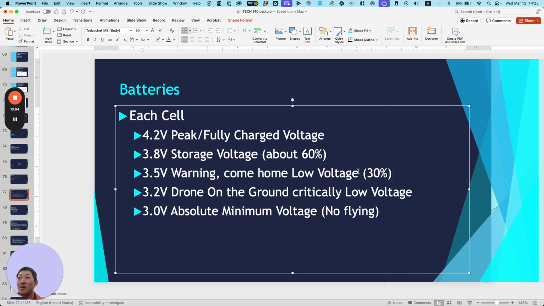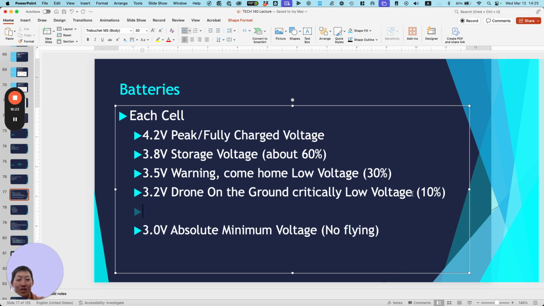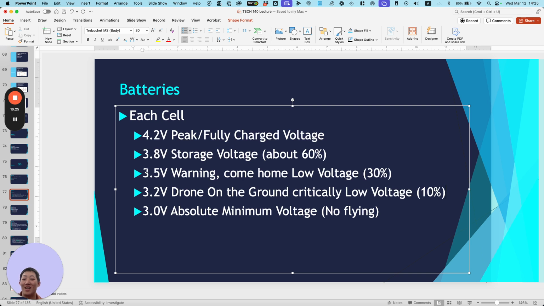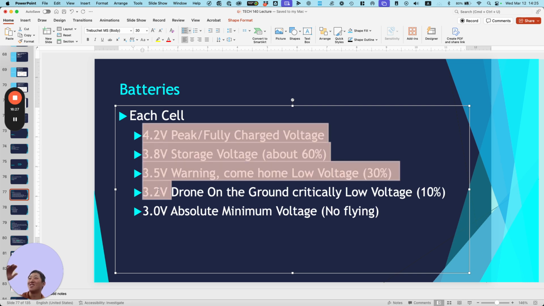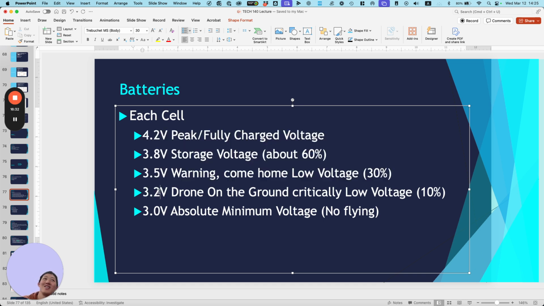I usually have my drone warn me at around 30% just for safety and plenty of buffer. So that's about 3.5 volts per cell. Then the drone on the ground at 3.2, which is still maybe 15% or so, or even less. I like to actually land even earlier than that. I just say 3.2 to make it an even number, a difference of 1 from 4.2. But generally, I like to land a little earlier than that.